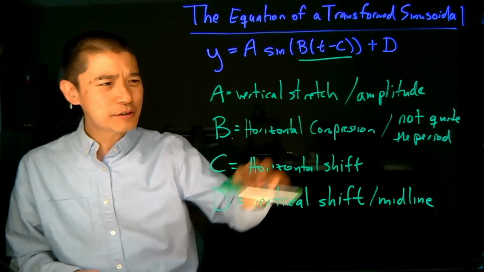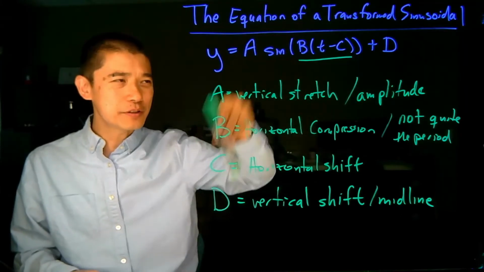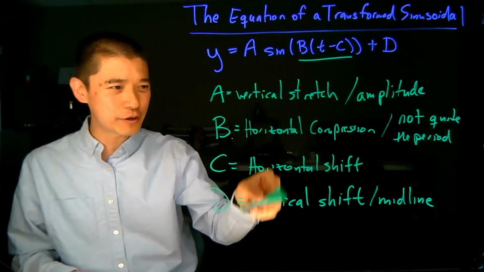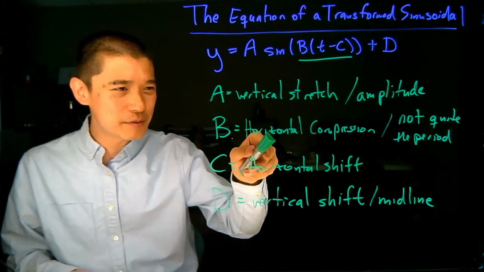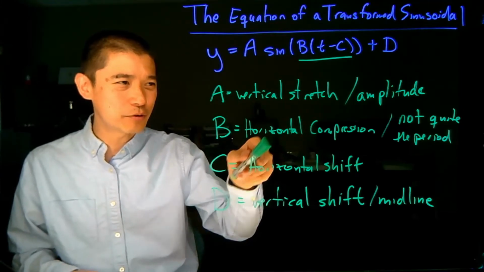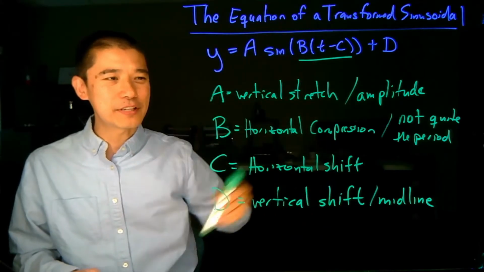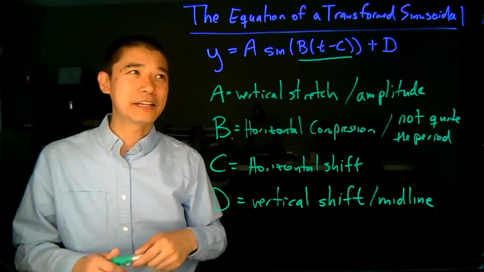And so these are the different components in the equation of the transformed sinusoidal. You can see that we have the two vertical parts, the vertical stretch, vertical shift. We also have the two horizontal parts, the horizontal compression and horizontal shift. And so this puts together all the bits and pieces that will allow us to graph a transformed sinusoidal function.